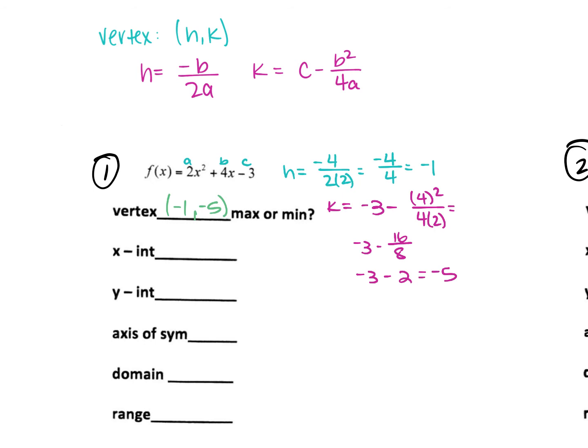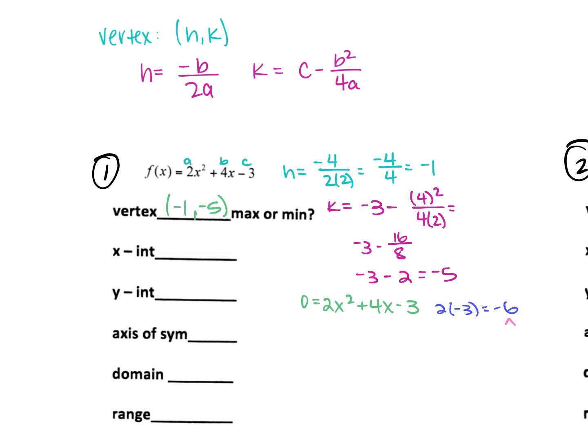Your x-intercepts, you're going to have to solve for your x. So we can set this equal to 0: 2x squared plus 4x minus 3, and then we can factor. The 2 times the negative 3 gives us negative 6. Your factors of negative 6 that add up to be 4, are there any? No, there isn't. So you can use your quadratic formula.